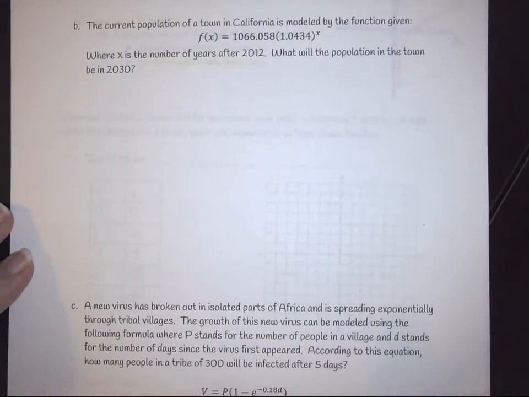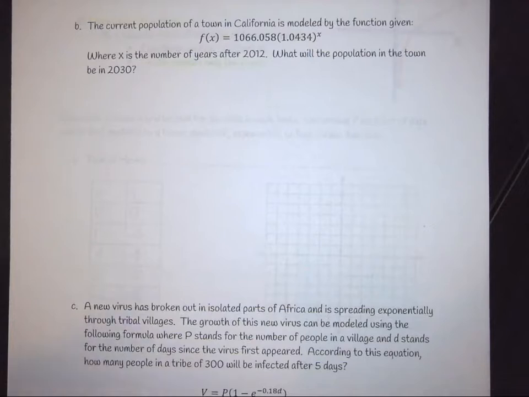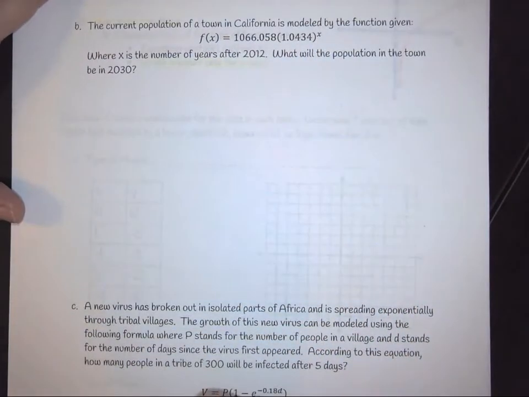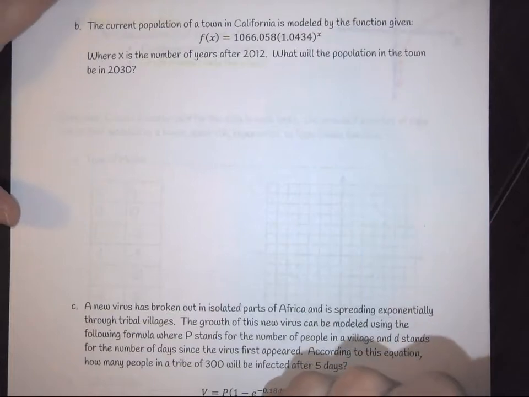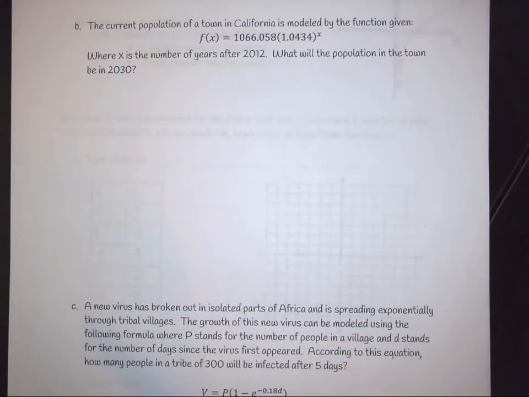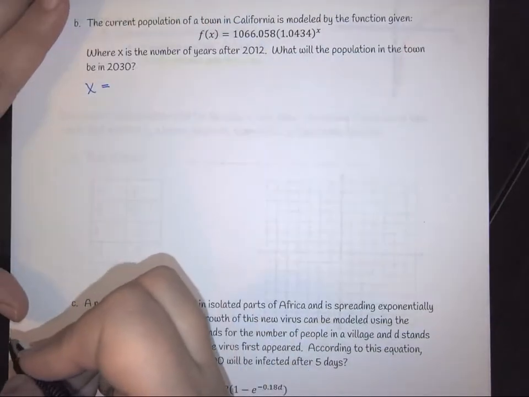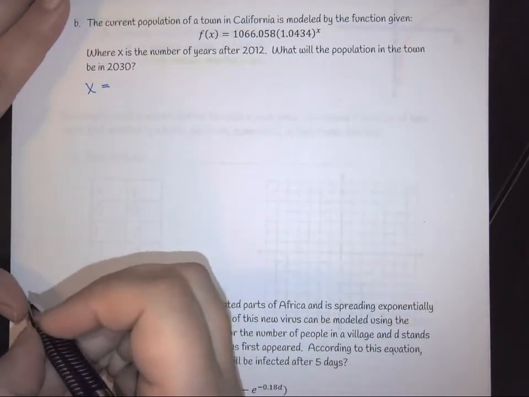So let's look at another type. Here, the current population of a town in California is modeled by the following function. And notice I'm giving you the function. So if the problem gives you a function, you should use it. And here it says where x is the number of years after 2012. The question wants to know what the population in the town will be in the year 2030. So the first thing we have to do is figure out what x equals. Well, x is the number of years after 2012.